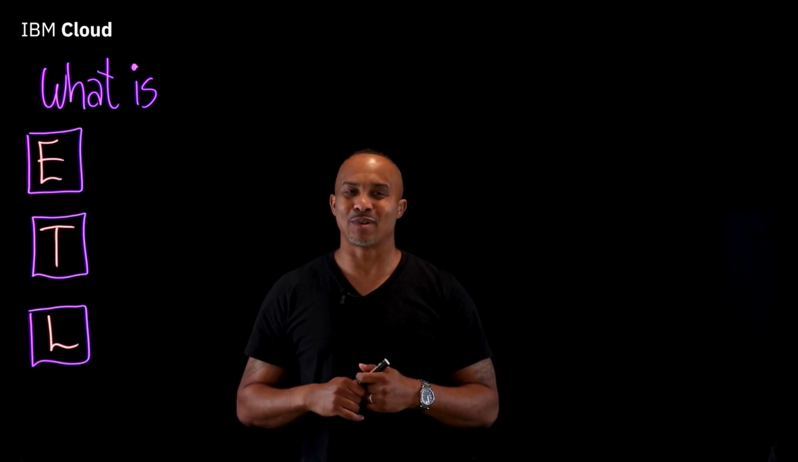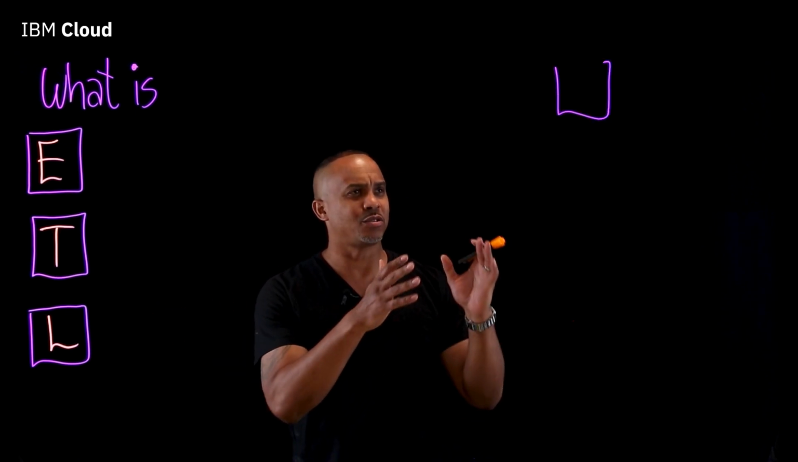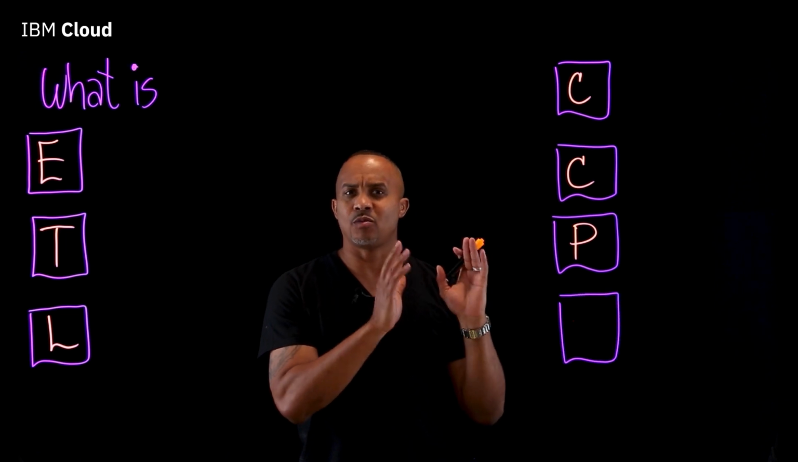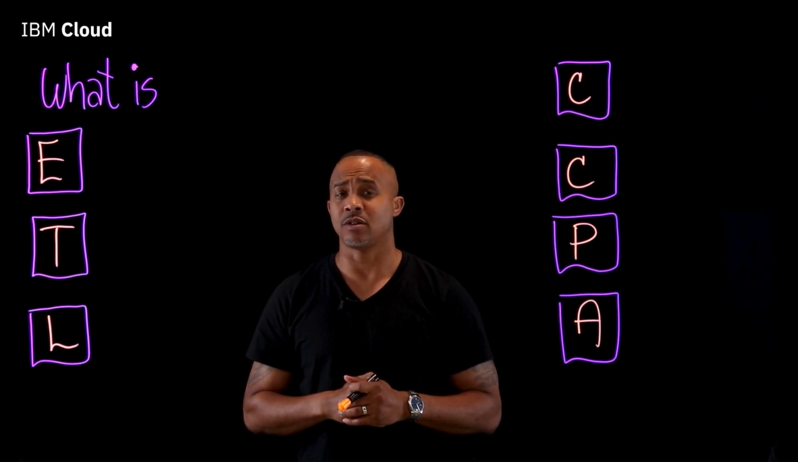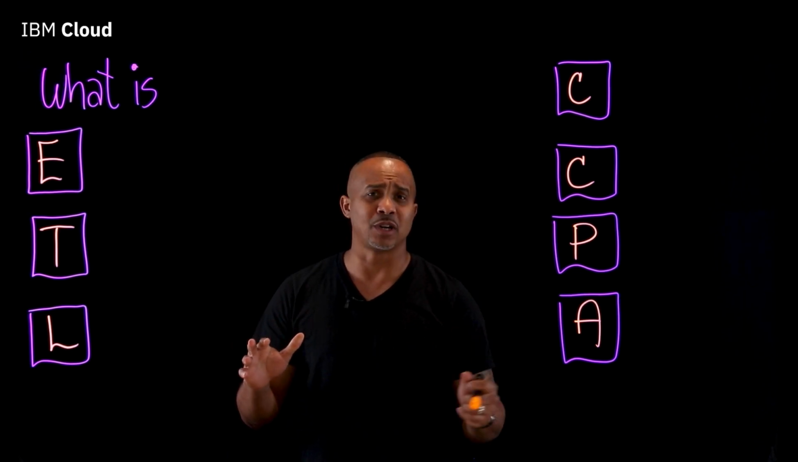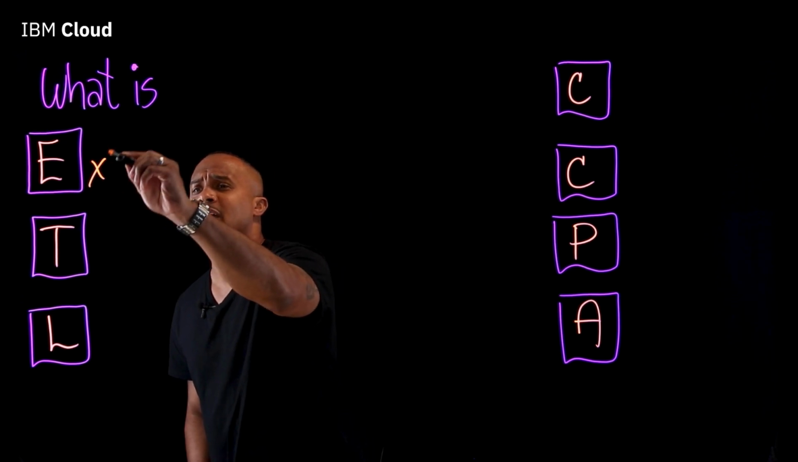Now, the way I like to break this down is first define what this acronym means, and then we'll discuss the benefits and why it's so important to actually implement into your architecture. So we're going to start it off with a little bit of cheer. First, give me that E. The E stands for extract.